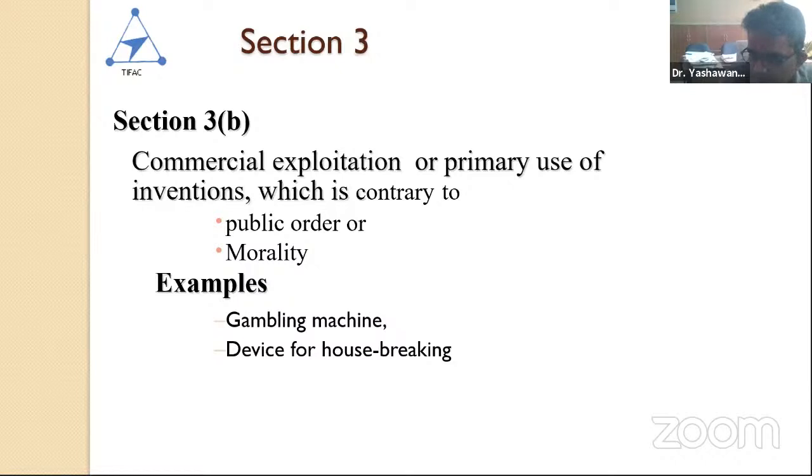Let us say you have made a very good cutter which can cut almirahs, which can cut iron structure. But if you say the primary use of that cutter is cutting ATM machines, the patent office will say a patent cannot be granted to you.